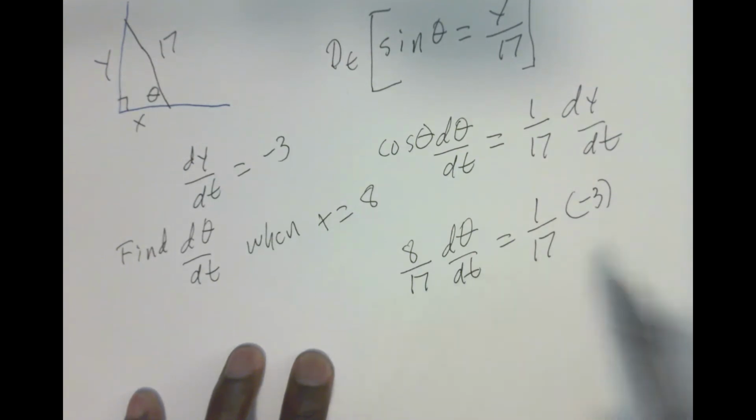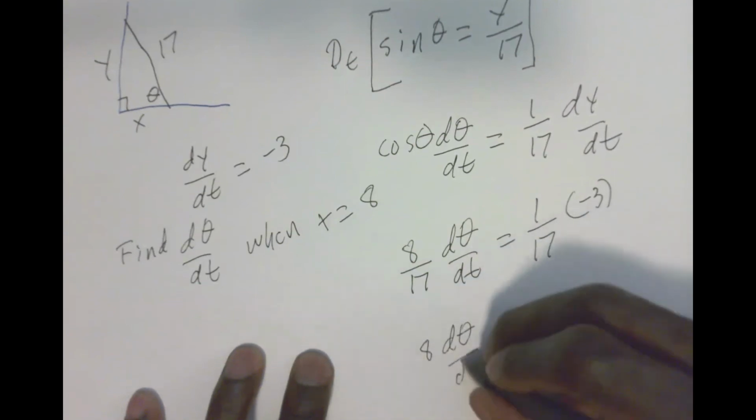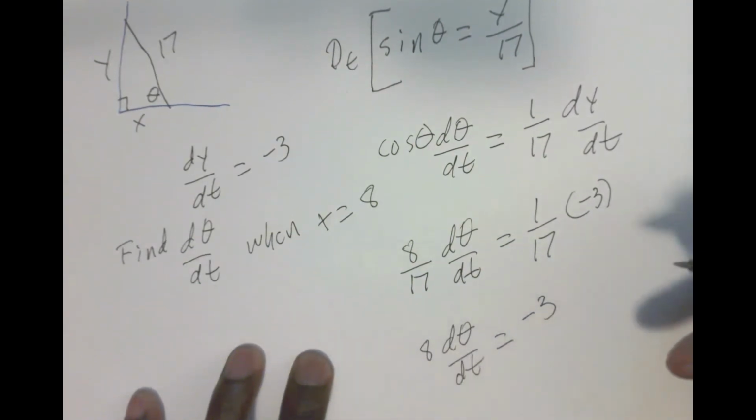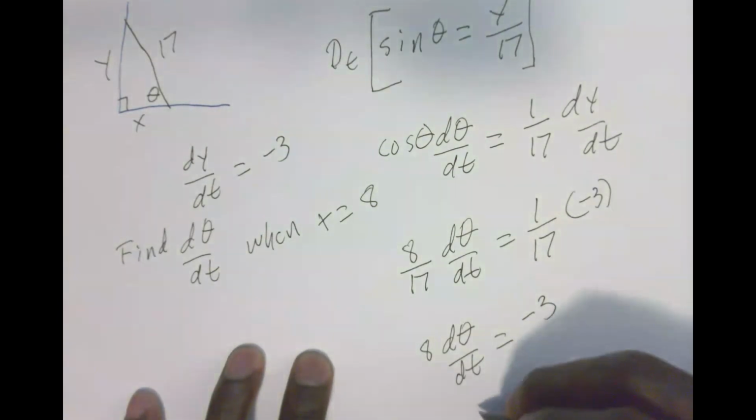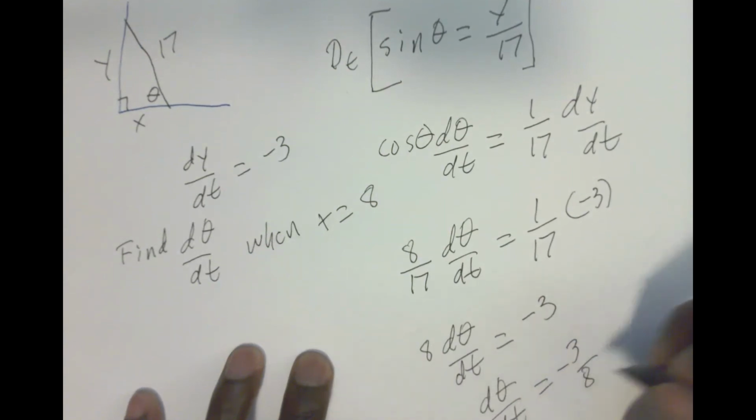All right, so we can get rid of those 17s, multiply everything by 17. So we'll have 8 d theta/dt equals -3. And if we divide by 8, we get that d theta/dt is -3/8 radians per second. So that was a slight variation of the typical ladder problem, but still pretty basic. In our part 2 video, we have a very interesting and, I might even dare say, intricate ladder related rates problem. So we'll stop there.